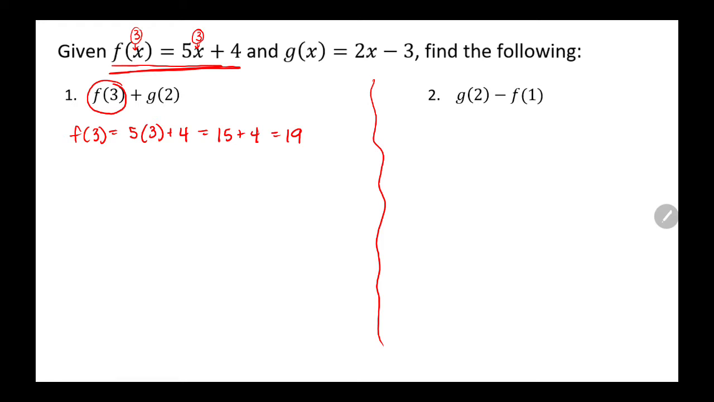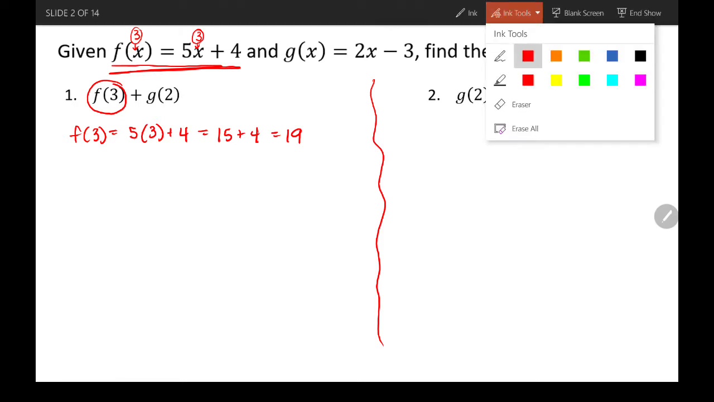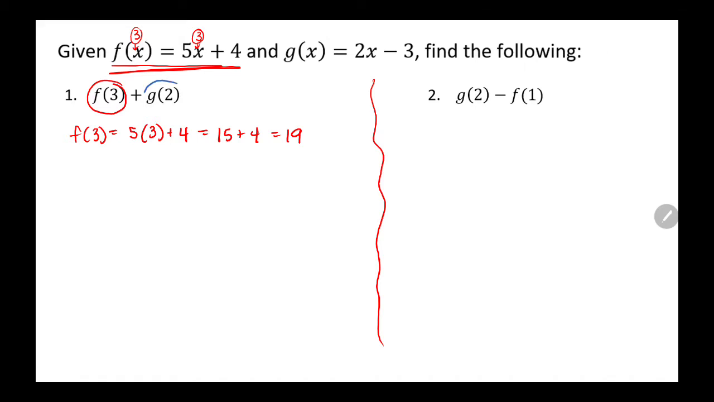Similarly, I'm going to do the same process now, but finding g of 2. Okay, well, here's my g function. So g of 2, I would simply replace the x, like I've already done here. G of, not x, but g of 2 is going to equal 2 times 2 minus 3, which is 4 minus 3, which is 1.